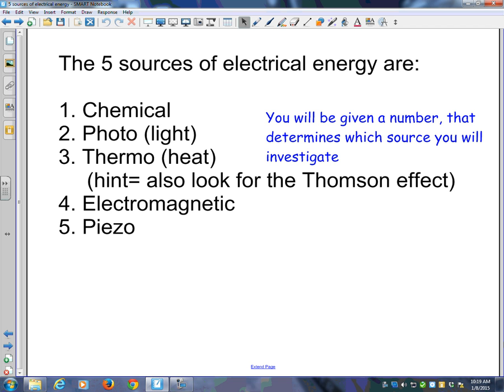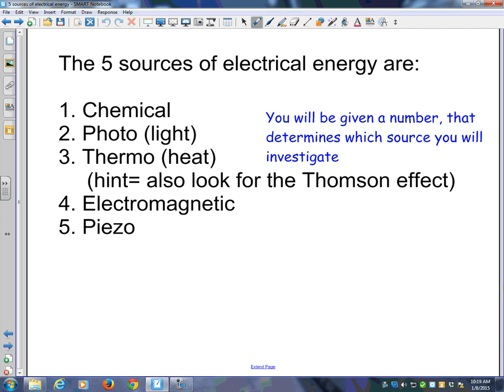They are chemical, photo, thermo, not thermal, thermo, electromagnetic, and piezo. Okay. I'm going to give out the numbers.